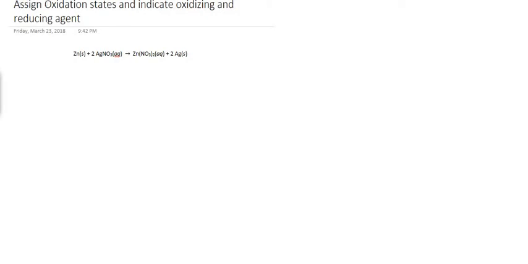Okay, let's look at this next problem. Assign oxidation states and indicate the oxidizing and the reducing agent. Some people struggle with this a little bit, and some people even forget to assign the oxidation states. So let's go ahead and assign the oxidation states here.